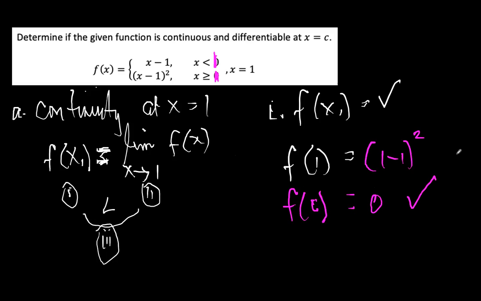Correct. Okay. So what we need to do now is to check for the limit, if it exists or not. All right. So condition number 2 for continuity, the limit. So we need to test for the existence of the limit of f of x when x is approaching 1. And again, we're going to check the one-sided limits values of the function f.